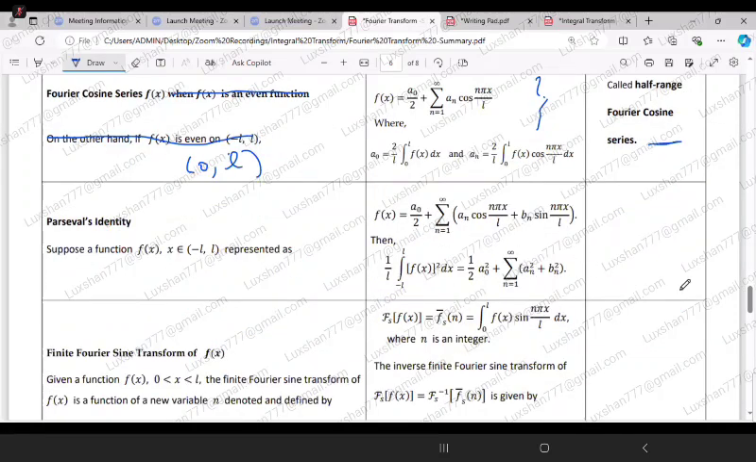Then we have only one Parseval identity. This is very important. I will definitely ask a question from this section. But the proof is not necessary.